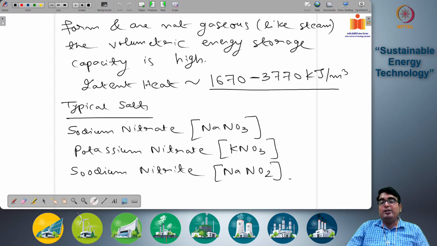So the latent heat on a volumetric basis for molten salts is 1670 to 3770 kilojoules per meter cube, which are much higher than that of steam. Typical salts include sodium nitrate NaNO3, potassium nitrate KNO3, and sodium nitrite NaNO2. So these salts are typically used as molten salt based phase change materials for latent heat energy storage systems.